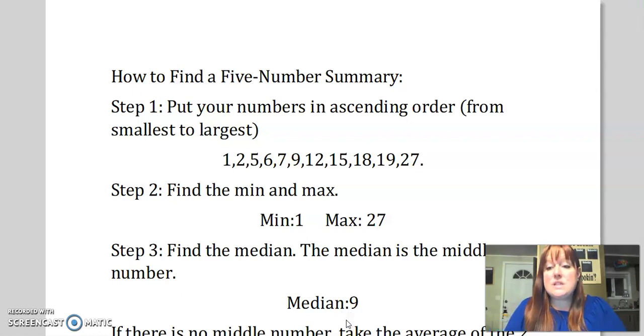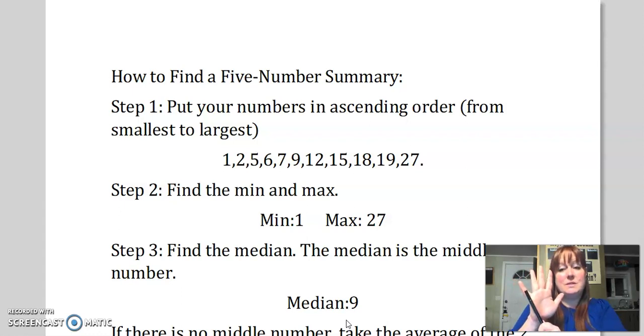We're finding the 5-number summary of this set of data. So remember, the 5-number summary is the minimum, the first quartile, the median, the third quartile, and the maximum. So basically, if you think about it, the 5-number summary splits it into 4 groups.